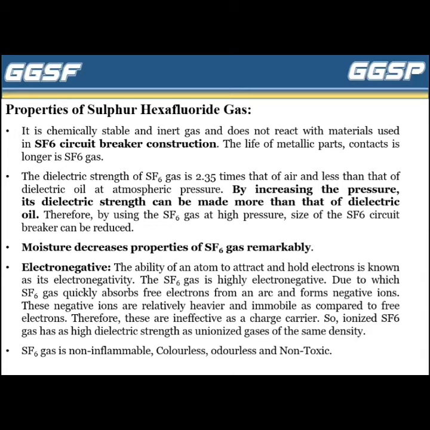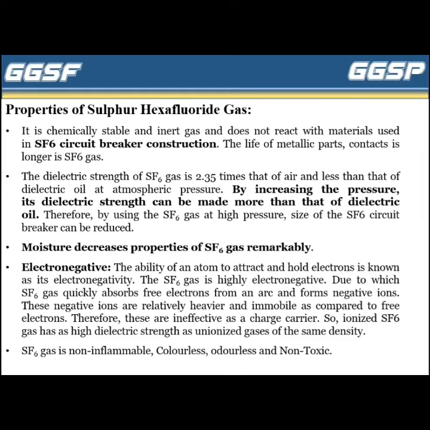Properties of sulfur hexafluoride gas. First, it is a chemically stable and inert gas and does not react with materials used in SF6 circuit breaker construction. The light metallic parts of the contact last longer in SF6 gas. Second, the dielectric strength of SF6 gas is 2.35 times that of air and less than that of dielectric oil at atmospheric pressure. By increasing the pressure, its dielectric strength can be made more than that of dielectric oil. Therefore, by using the SF6 gas at high pressure, the size of the SF6 circuit breaker can be reduced. Moisture decreases the properties of SF6 gas remarkably.